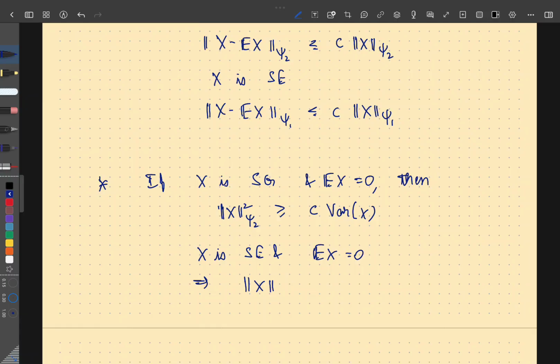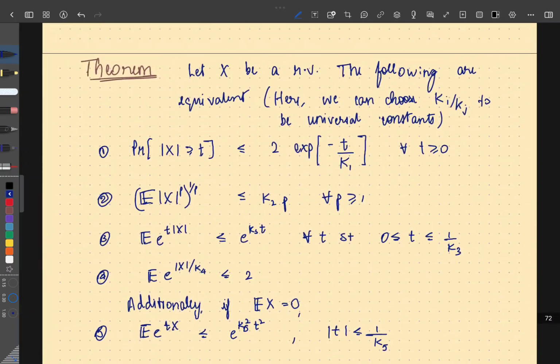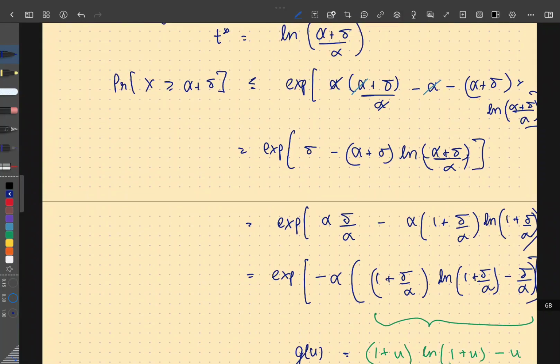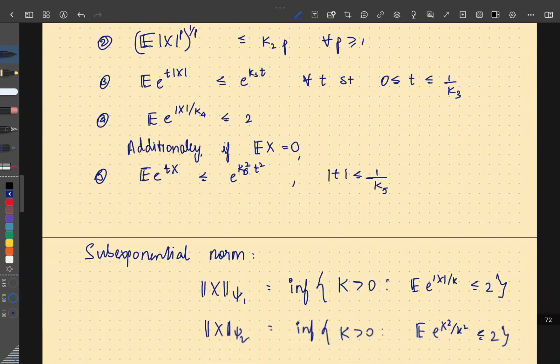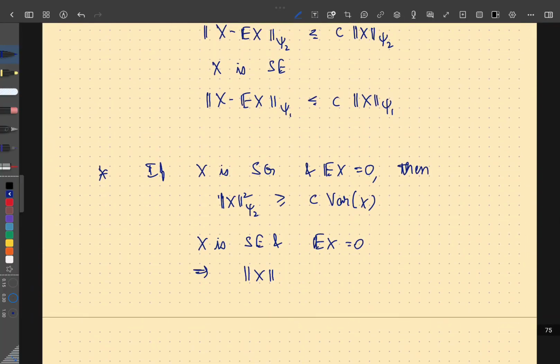So won't this hold even if the expectation of x is not equal to 0? Then it's not so straightforward, because remember that property 2 only tells you something about the second moment, right? And the second moment is what in terms of the variance? Correct. So the variance is equal to the expectation of x square minus the expectation of x the whole square. So now the lower bound is no longer a universal constant.